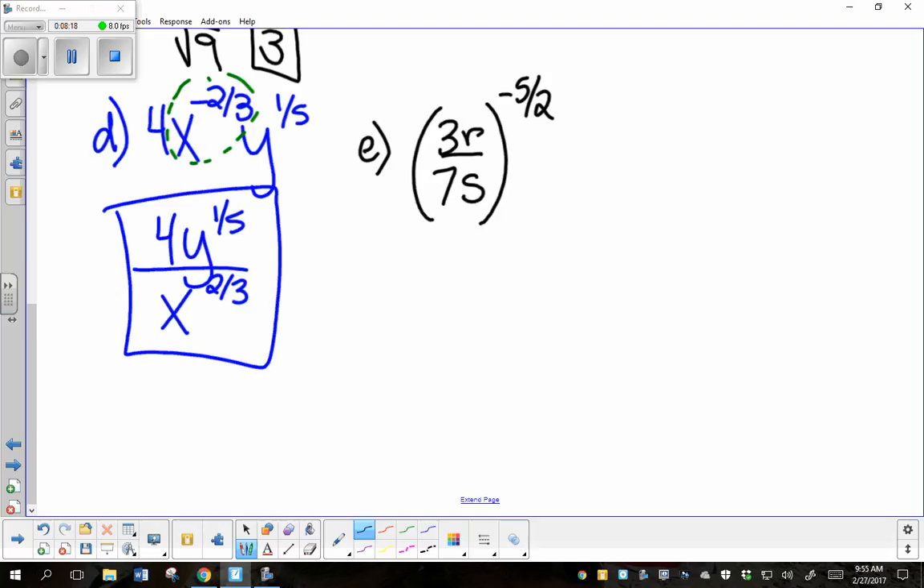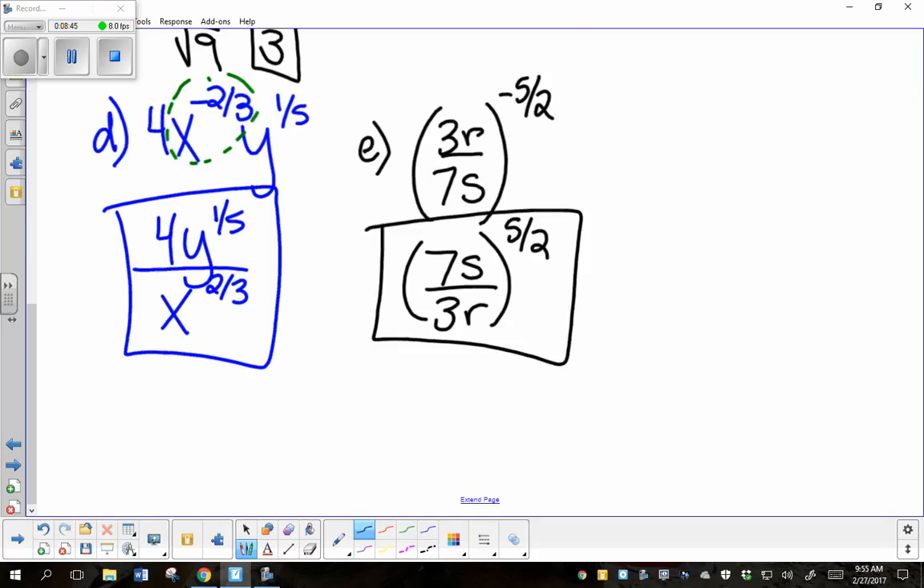On this one, something you might have forgotten is that if you have a fraction all raised to a negative exponent, do you guys remember this? You can flip the fraction over. So we can make it 7s over 3r, and that makes it a positive exponent. If you have a big fraction all to a negative exponent, you can flip the fraction and it becomes a positive exponent. And that's all they wanted was a positive exponent, so we're done.